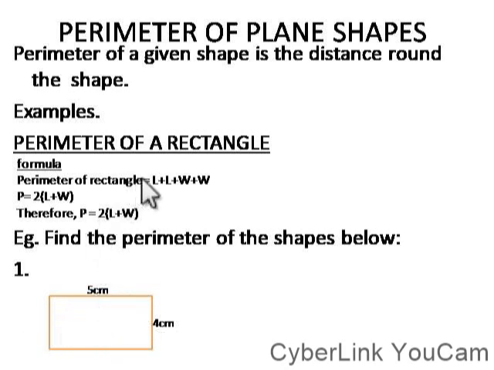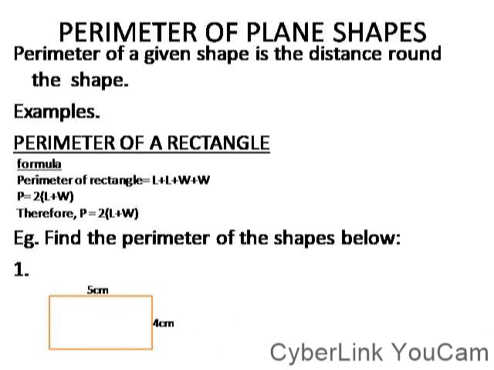The formula for calculating the perimeter of a rectangle is length plus length plus width plus width. We can use this formula to get the answer. But the standard formula for calculating the perimeter of a rectangle is 2 bracket length plus width. That is the standard formula for calculating the perimeter of a rectangle. Now let's take the first example. Find the perimeter of the shape below. You can see in this shape we have the length as 5. We have the width as 4.